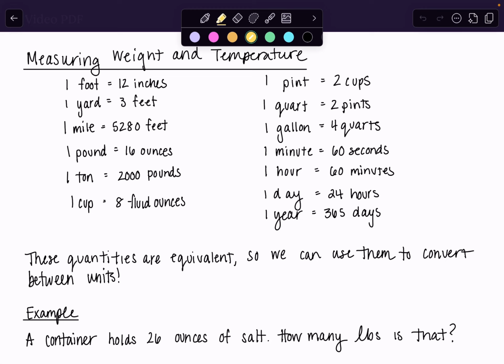And then the last one deals mostly with time. 1 minute is 60 seconds. 1 hour is 60 minutes. 1 day is 24 hours. And then assuming it's not a leap year, 1 year is 365 days. So we can always utilize these to convert between them because we know they're representing the same thing. 1 day is 24 hours. It's just a different perspective of looking at things.